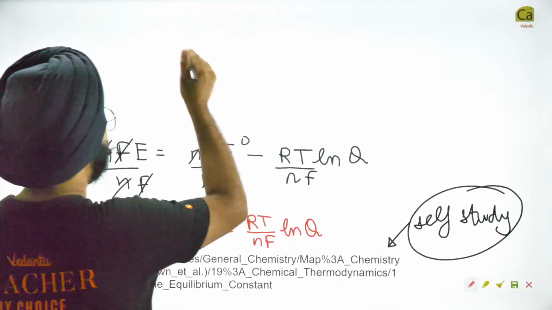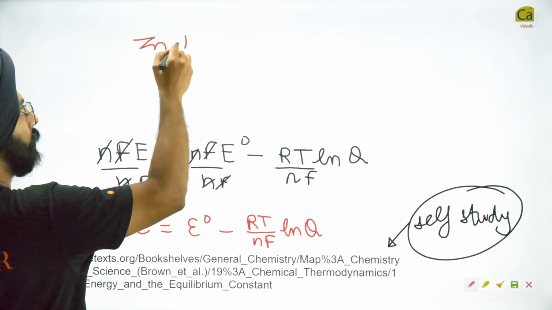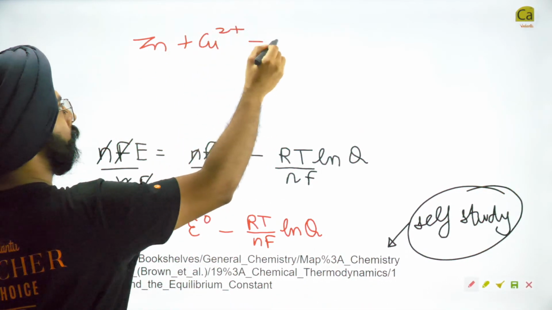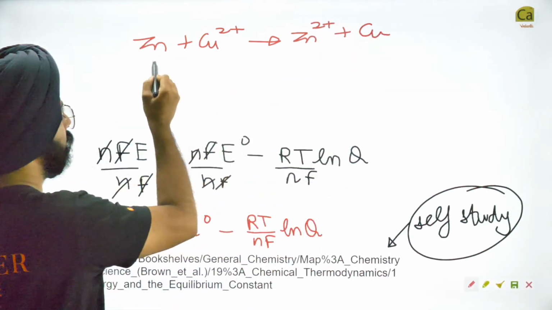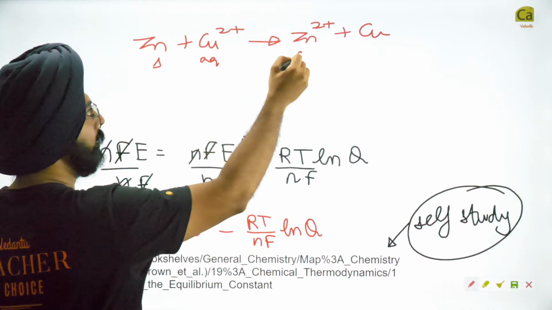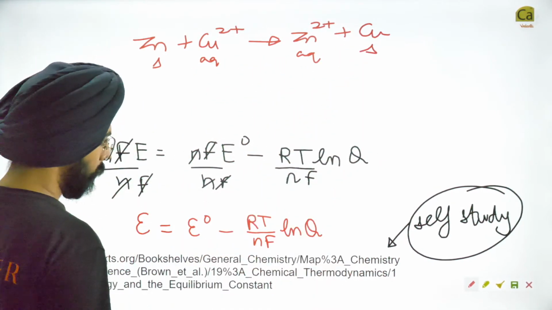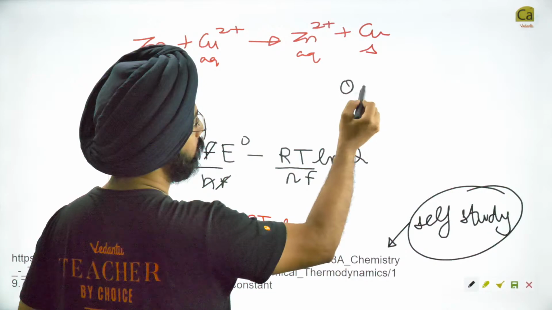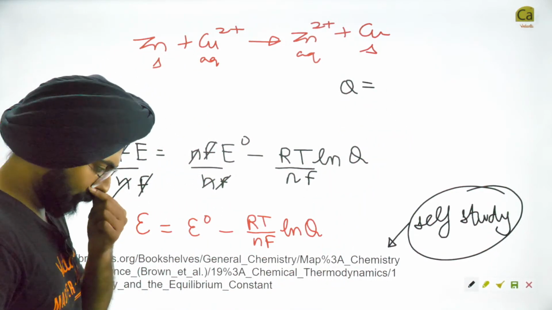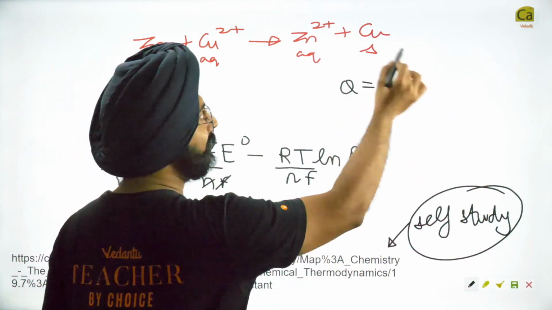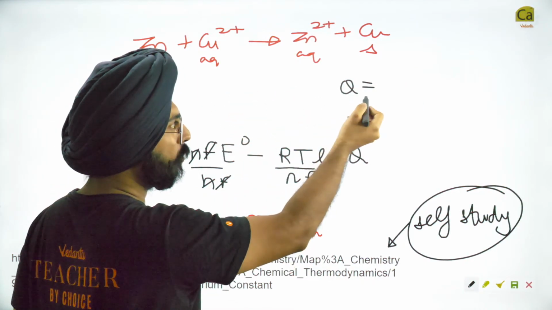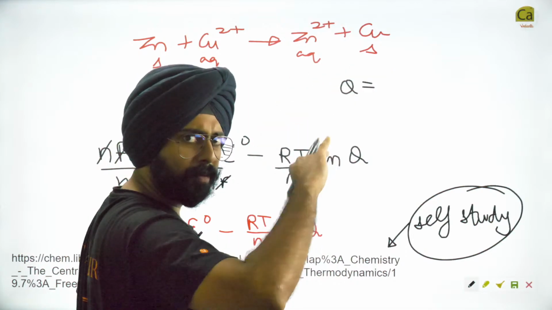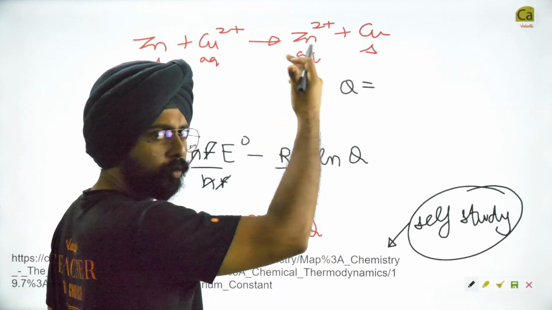Let's write the reaction between zinc and copper once again. This is solid, this is aqueous, this is aqueous, this is solid. My dear friends, how do I write the reaction quotient? Activities of products divided by activities of reactants. What is the reaction quotient? The brother of K equilibrium is your reaction quotient.